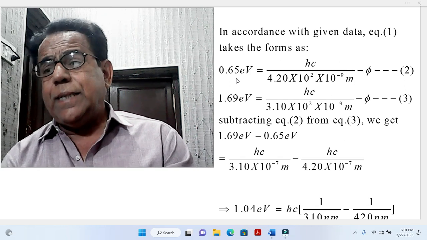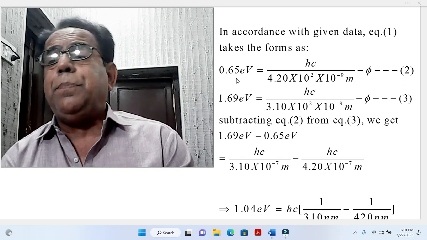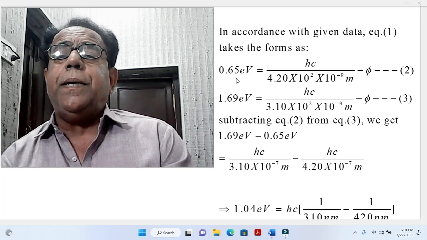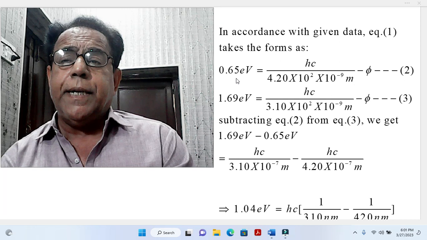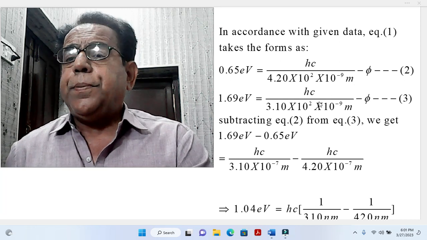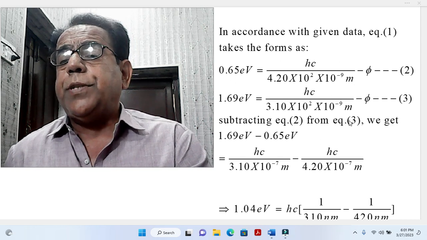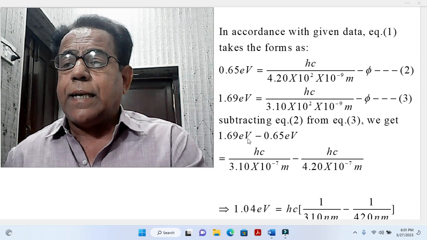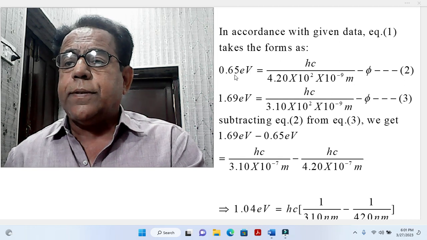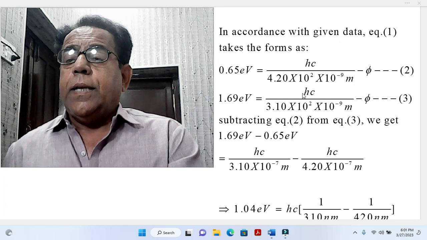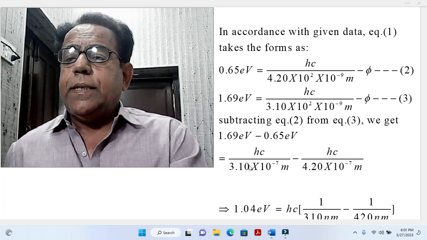And the second benefit of this subtraction will be that the work function phi will be cancelled out, eliminated. Okay, so subtracting equation number 2 from equation number 3, we get 1.69 electron volt minus 0.65 electron volt is equal to this quantity.